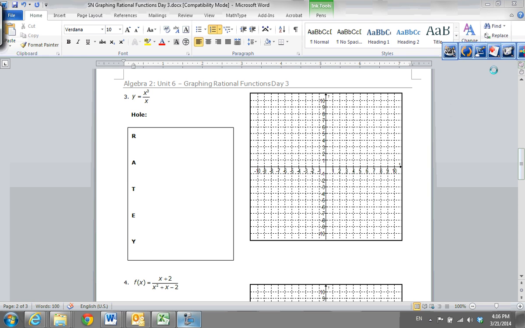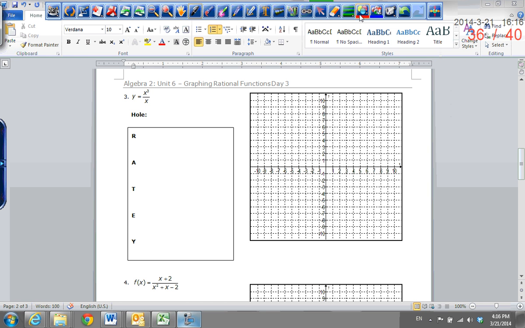This time I got 3 x's on top, 1 on bottom. Sorry, 1 on bottom, excuse me. So I got x, x, x, 1 on bottom. Those cancel out, so I get y equals x squared, and that's a parabola or quadratic function. The hole we set equal to 0, so that's going to be at 0. And then for a parabola, if you remember the parent function, the first point is 0, comma 0. So that's where my hole or discontinuity is.